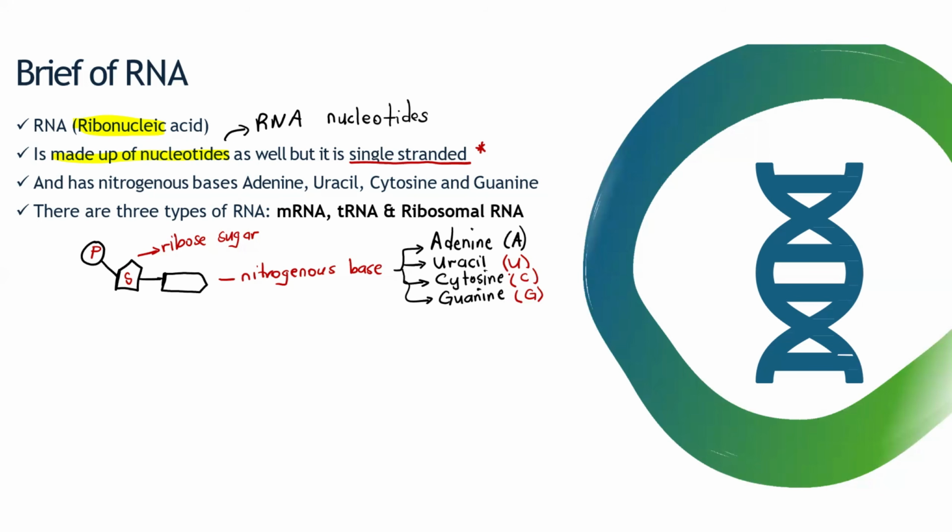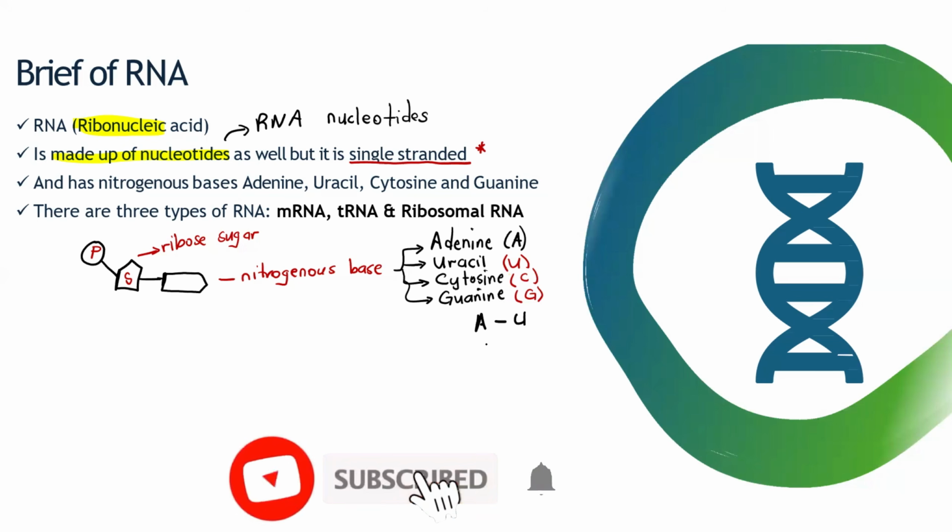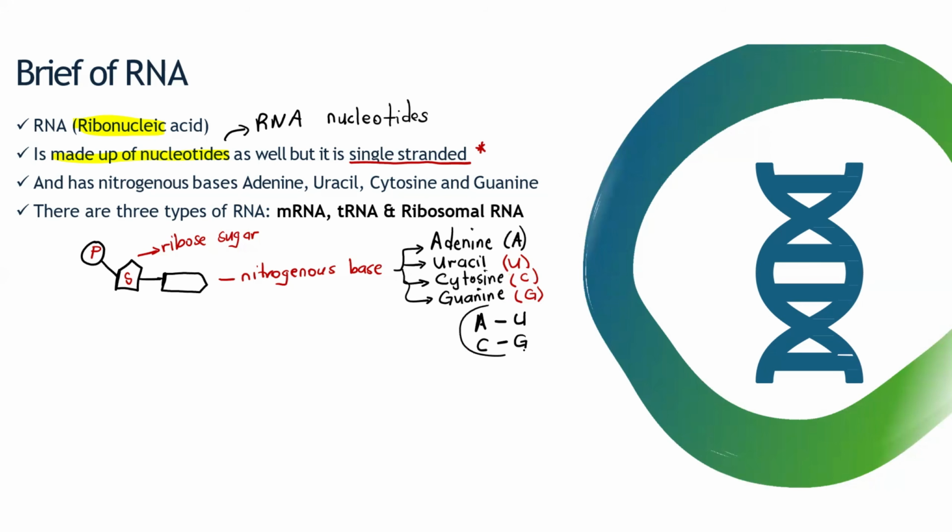Okay, we are going to see how complementary they are when we do protein synthesis, when it comes to the transcription process. But when we want to see how complementary they are to each other, adenine is complementary to uracil. Then cytosine is complementary to guanine. But when we draw the RNA nucleotide, we do not show any weak hydrogen bonds, because this is single-stranded.